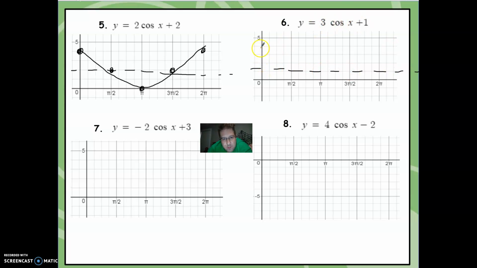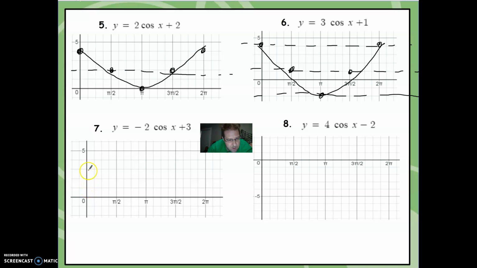1 is the midline. 3 is the amplitude, 1, 2, 3 above the midline. It's cosine, so it's going to go down, 1, 2, 3 down here, then to here, then back to here. So a lot of people like to put 3 dotted lines, 1 for the maximum, 1 for the minimum. You can do that as well. I know I'm not being very neat here. If that helps, then that's just another suggestion.